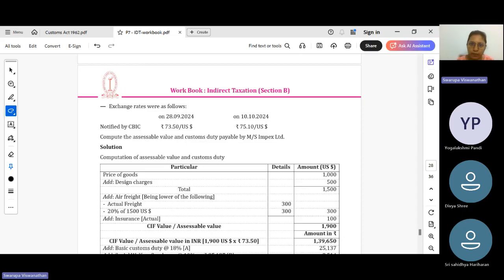Once you get the assessable value, 10% is your basic customs duty. On basic customs duty, add social welfare surcharge, you will get the total value for IGST calculation. Calculate IGST also, you will get the landed value. So the process or the format is very simple, very straightforward. Just ensure you remember and you're really thorough with rule 10(1) and 10(2) adjustment.